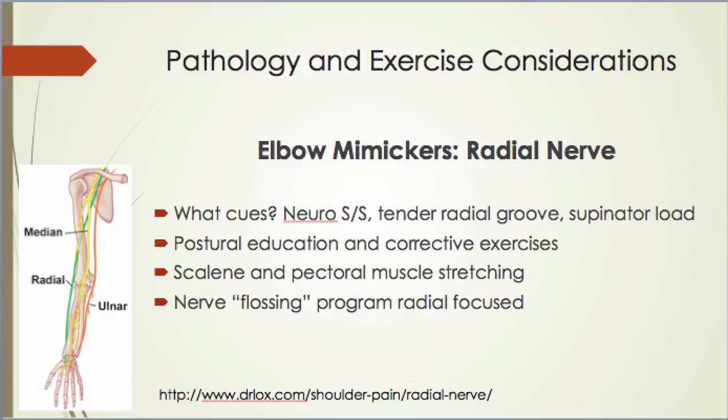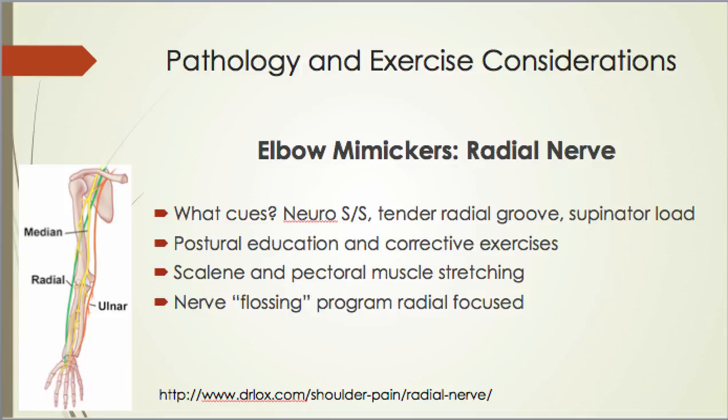Okay, final joint lateral mimicker would be the radial nerve. So, what cues? Neuroscience and symptoms. And this is my favorite right here. Tenderness at the radial groove. What the heck is in the radial groove? Well, the radial nerve is in the radial groove as it wraps around the humerus. So folks that have tenderness there, I start to think about, maybe there's a little radial nerve irritation. That can occur without tendon problems or with tendon problems. So I always check it.